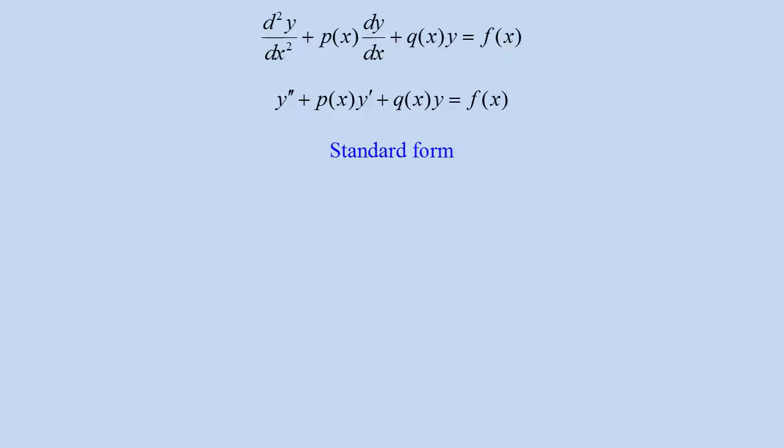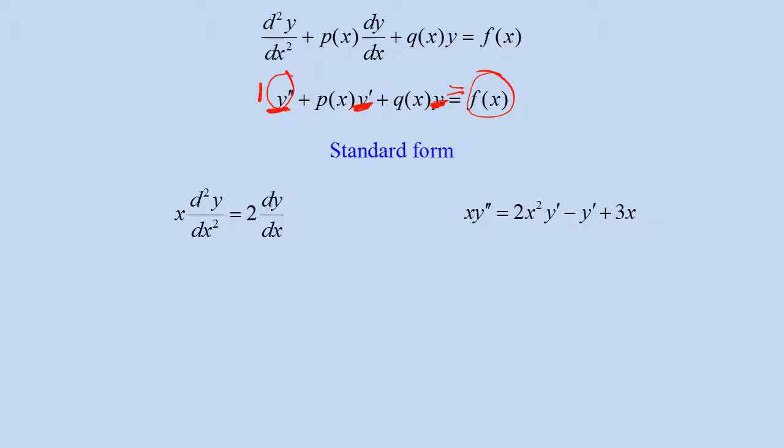Now we'll be using the standard form quite a bit, and this is what we mean by the standard form. On the second derivative, the coefficient is a 1. And it goes in order: second derivative, first derivative, function itself, and then equals some function of x. So, take a look at this. How do we put these into standard form?